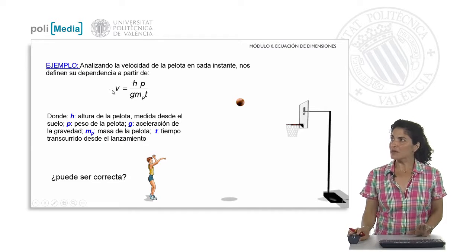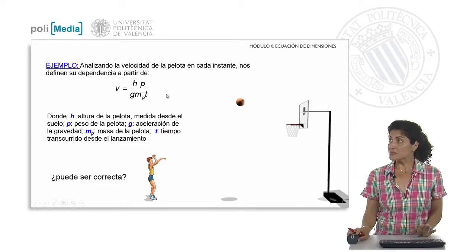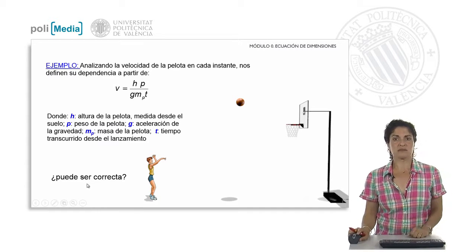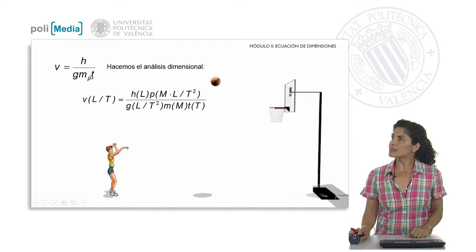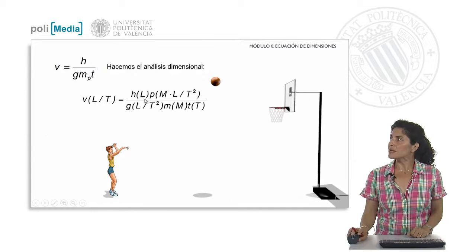Can this expression here really define the velocity of the ball at a given instant of time? Well, one way to know if this expression is correct is to do the dimensional analysis. If we do the dimensional analysis of this expression, we have to take into account that in the numerator we had H, P, and in the denominator G, M subscript P, and T. H, units of length; P, units of mass times length divided by time squared; G, units of length divided by time squared; M, dimensions of mass; and T, units of time, logically.